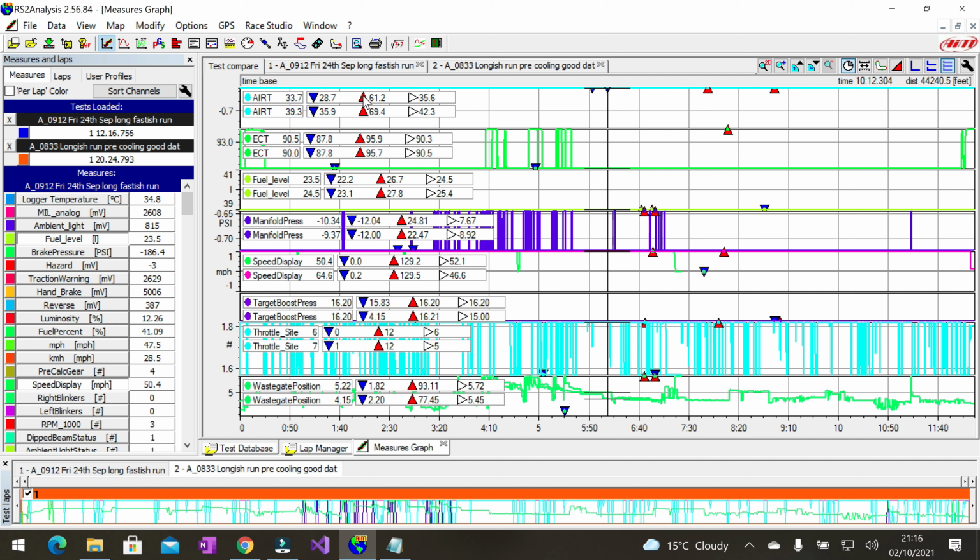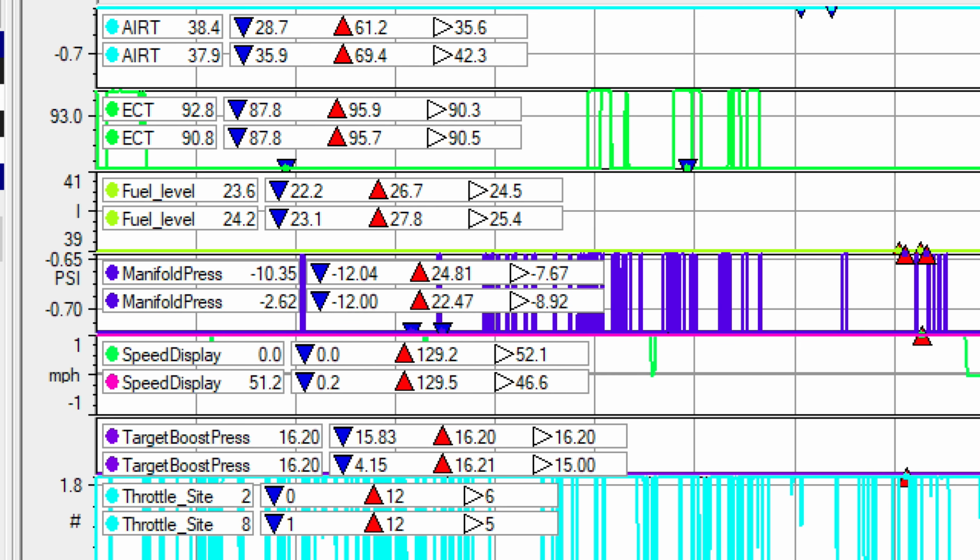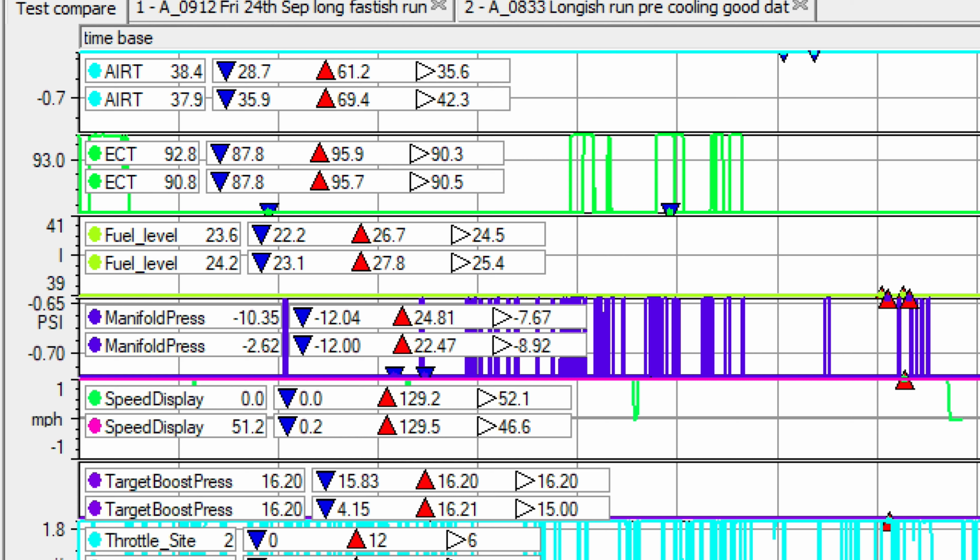Now, I don't fully understand why that's so high actually, because if I click here, it jumps to the snapshot in the data set of that specific moment when it went up to that temperature. And at that time, if you look, oh, it's because I stopped actually. See the speed display, look, 0 miles per hour. So that's heat soak. That's just heat coming out of the turbo probably.